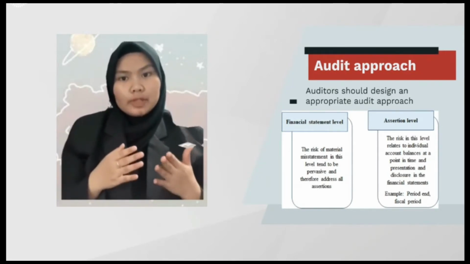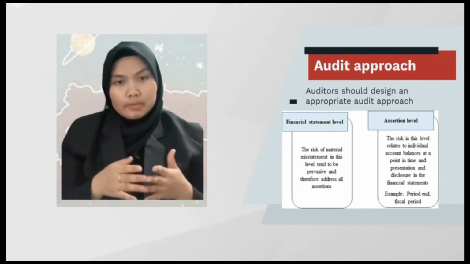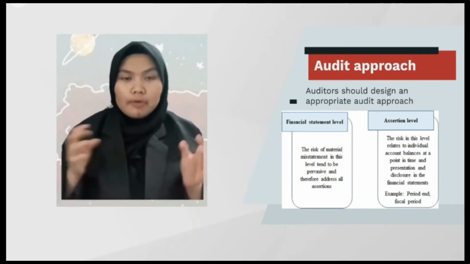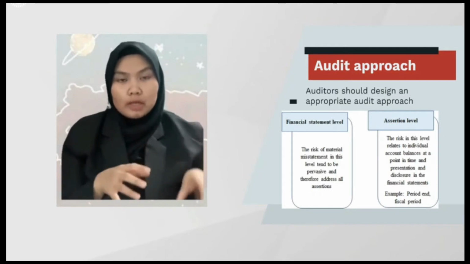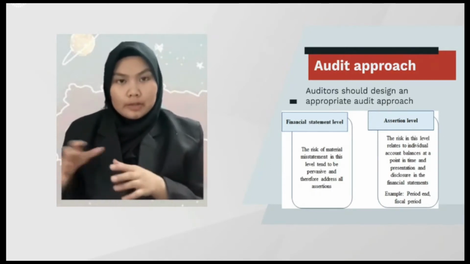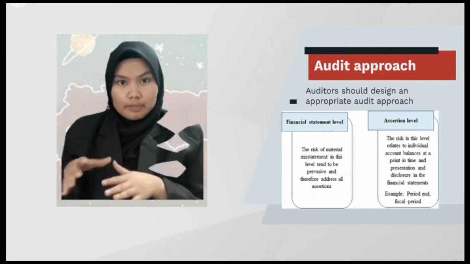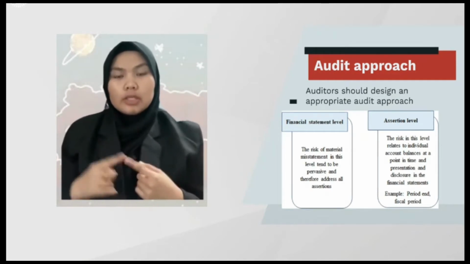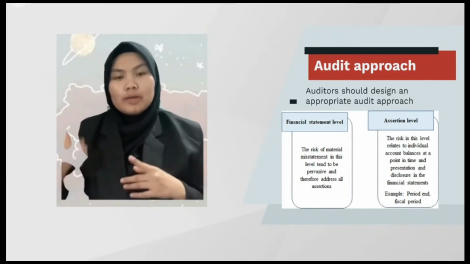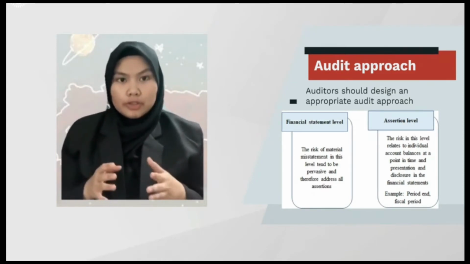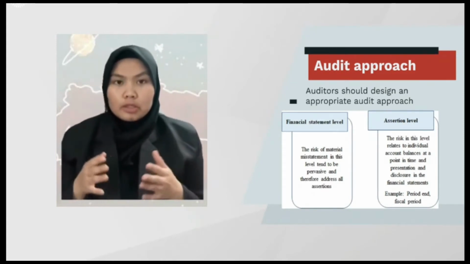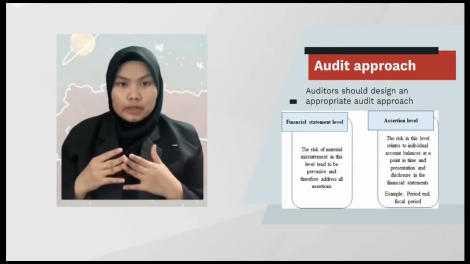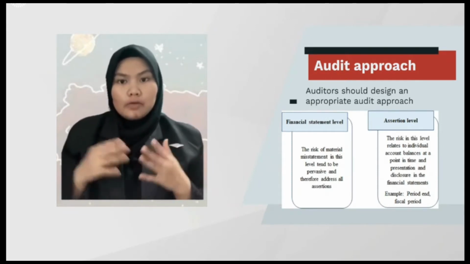At the financial statement level, the risk of material misstatement is actually pervasive and therefore addresses all assertions. Pervasive means that any misstatement in one area will also affect the other areas in the financial statement. For the assertion level, the risk of material misstatement relates to the individual account balances at only one point in time and presentation and disclosure in the financial statements. For example, it will only occur at the period end of the fiscal period of the financial statement, unlike the financial statement level.